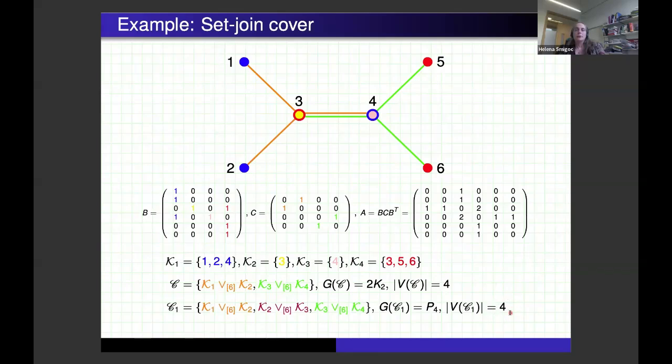Again, we have number of components 4, but a different graph, because in this case, K1 is joined to K2, K2 is joined to K3, and K3 is joined to K4. So the graph of this set rank cover is P4. So you see that there are two different set rank covers for this simple graph, both optimal.